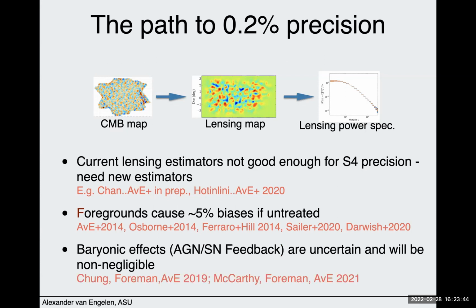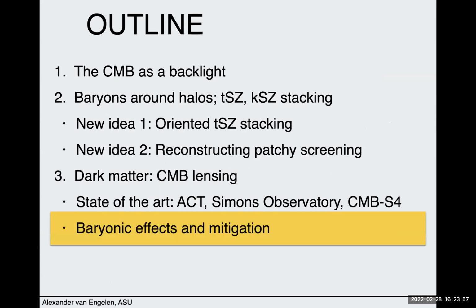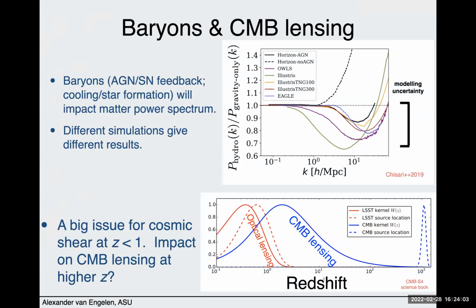And finally, what I'd like to focus on in the remaining time, I'll just spend a few minutes on this, is the baryonic effects. So these are uncertain, just as with cosmic shear lensing. Baryonic effects are uncertain and are going to be important for this measurement. So let me just talk about that. So the baryonic effects and mitigation. Okay, so baryons and CMB lensing.